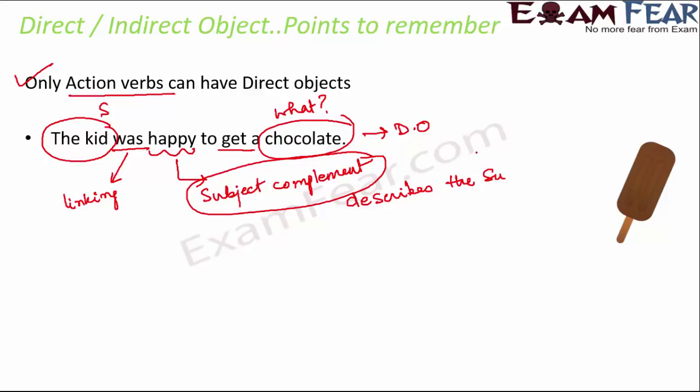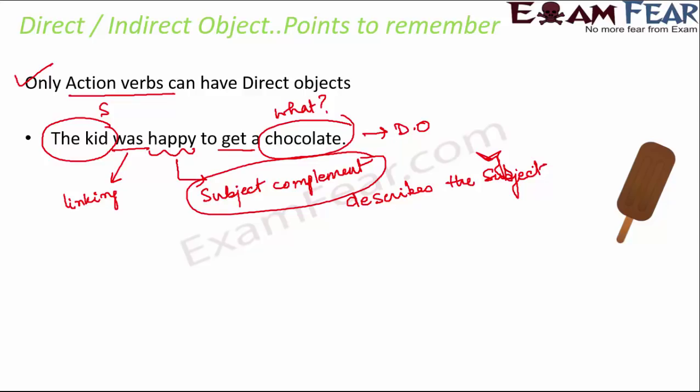In this case, it tells you that the kid was happy. So it tells you how the kid was. The kid was happy to get what? To get a chocolate. So chocolate here is direct object, kid is the subject, and happy is the subject complement because it is describing how the subject is or how the kid is. Right? So I hope it is clear. Sometimes students confuse subject complement and direct object. So there should be no confusion after this.